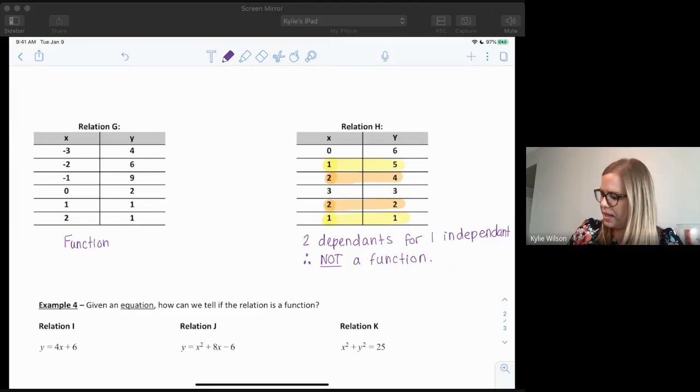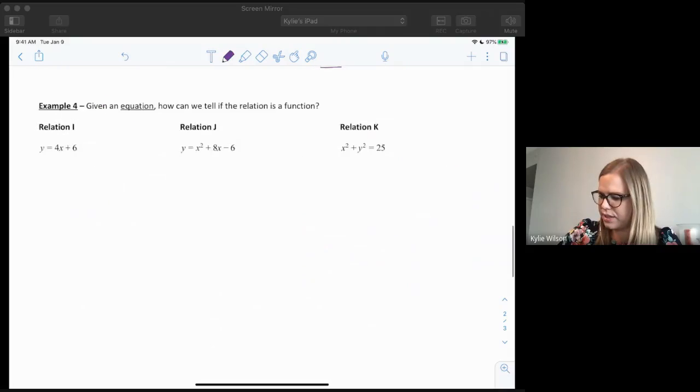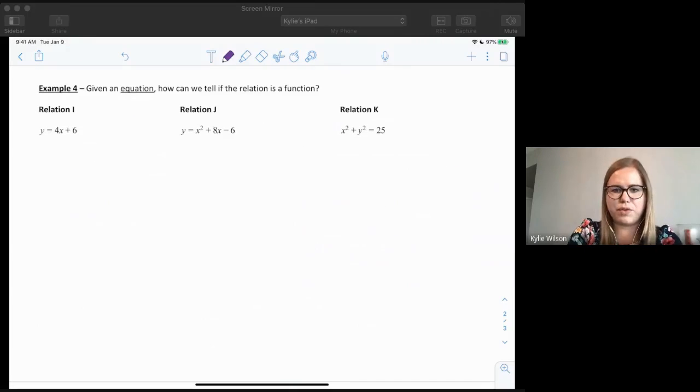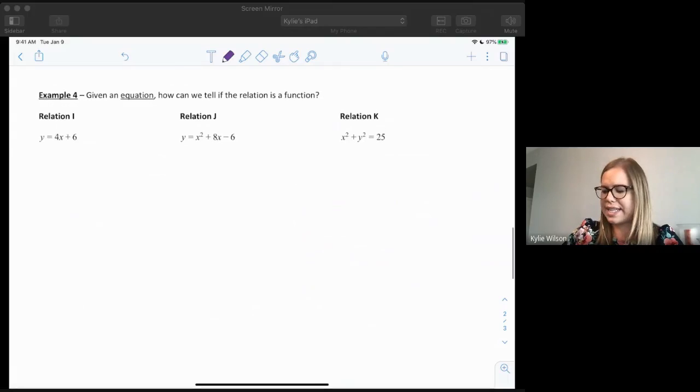All right, so let's go on to example 4. And now we're going to look at some equations. So how do I know if the relation is a function? If I plug in any value of x, I should only get one y. So that's what I'm going to write here.